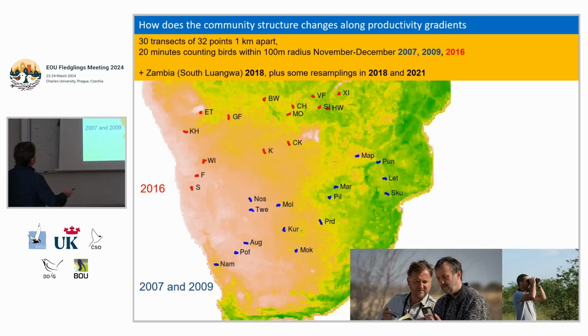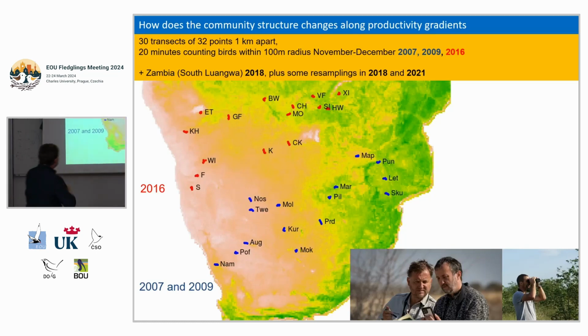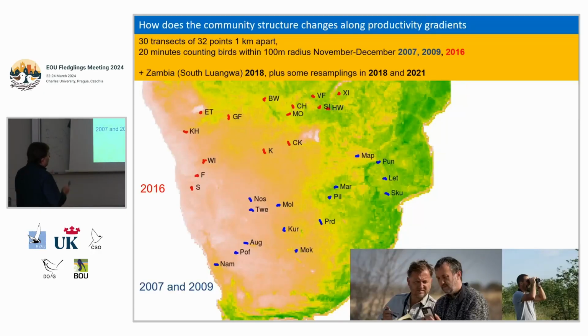The method was very simple. We had together 30 big transects. Every transect had 32 mapping points. They were 1 kilometer apart, which also meant that the whole transect was 32 kilometers long, which is a comparable scale to the basic grid cells in the atlases, which is quite important. And at every point we counted birds for 20 minutes. Some points were actually resampled and so on. And this is the data set we have.